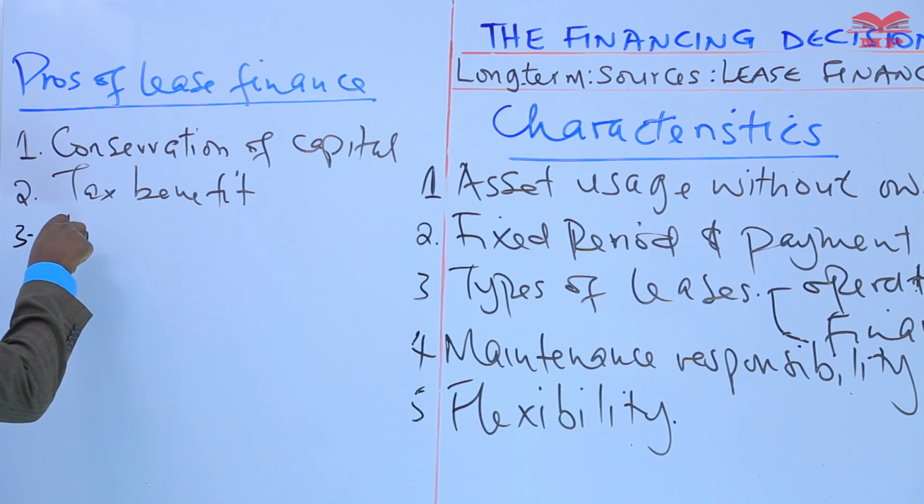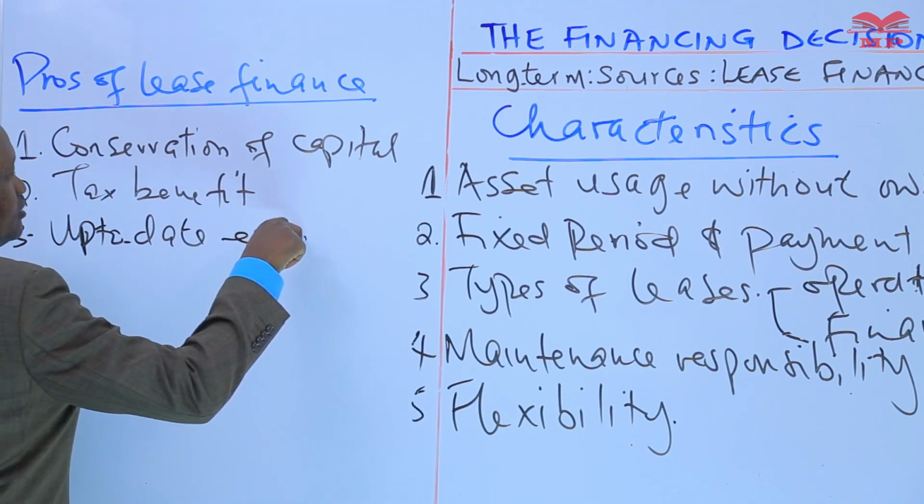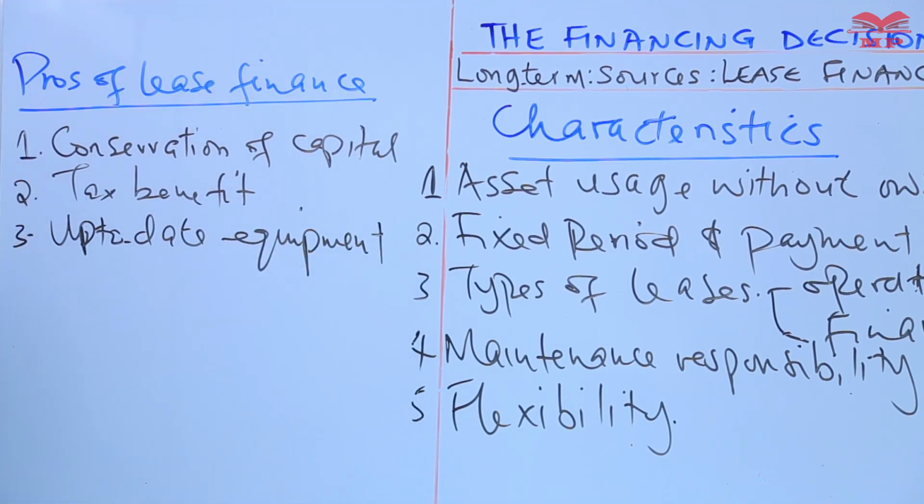Three, up to date equipment or assets. Lease allows businesses to access the latest equipment, the latest technology, without the need for frequent large-scale capital investments. And that can be especially important in industries with rapidly evolving technologies. Up to date equipment. Number four, the fourth benefit of lease finance is off balance sheet financing.